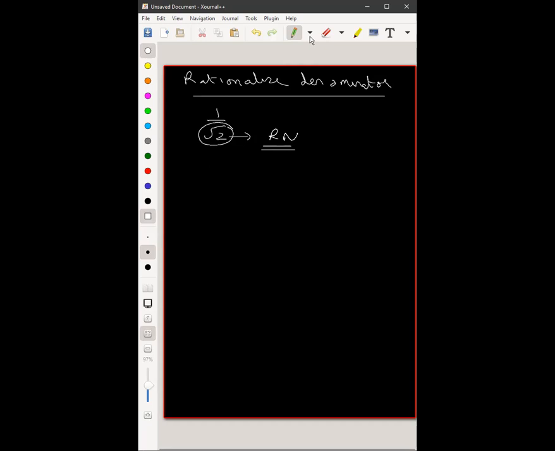Okay. How do we do that? So supposing we have 1 by root 2. Simple, we multiply the numerator and the denominator by the same number, root 2. So what will I get here? Root 2 by 2. So you see that the numerator became irrational, but the denominator became rational. So this is called rationalizing the denominator.